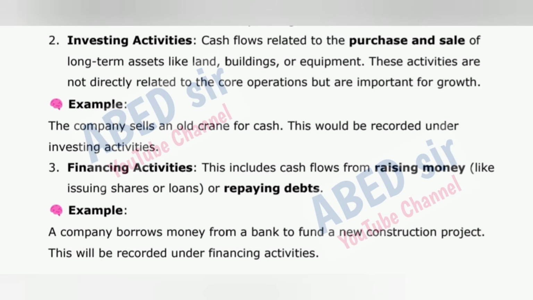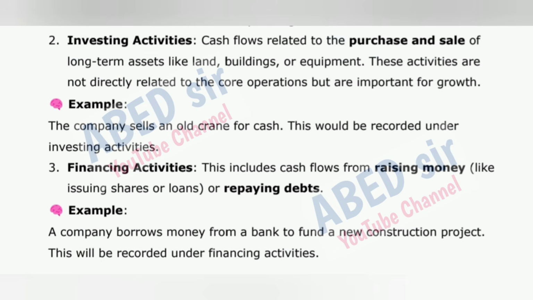2. Investing activities. Cash flows related to the purchase and sale of long-term assets like land, buildings, or equipment. These activities are not directly related to the core operations but are important for growth. Example: the company sells an old crane for cash. This would be recorded under investing activities.